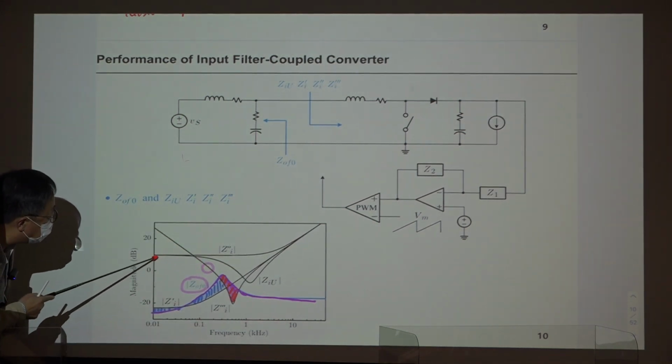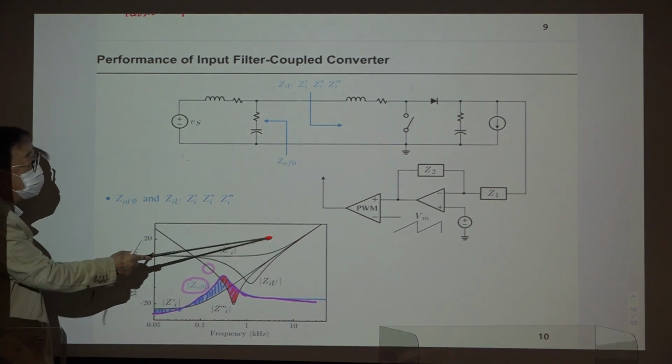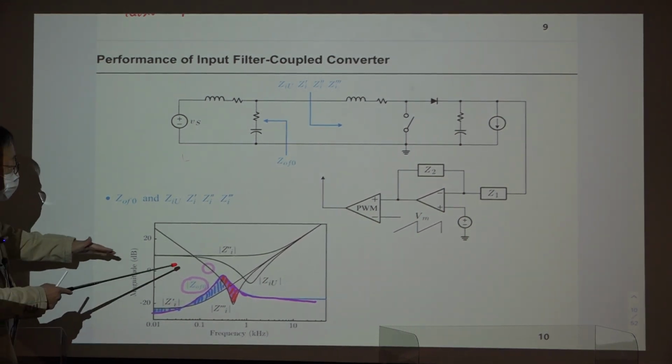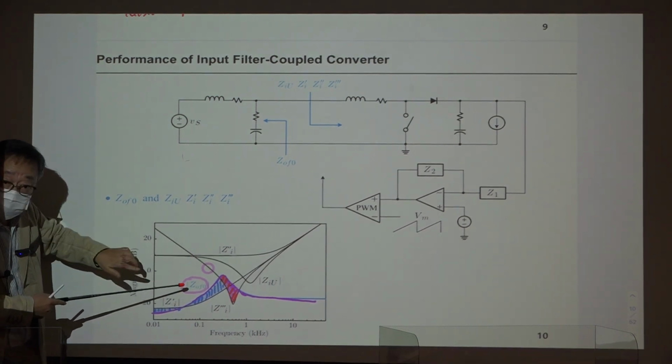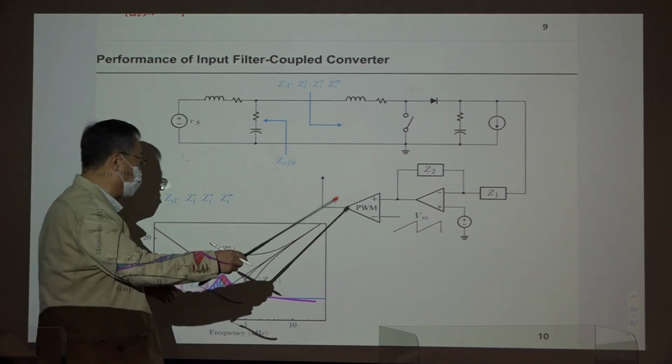This is GIU, and GI double prime is here. They are the closed loop input impedance. Closed loop impedance has a very large low frequency magnitude, and they are the same. Actually, we know this value, right? So this becomes a part of the input impedance of this converter.